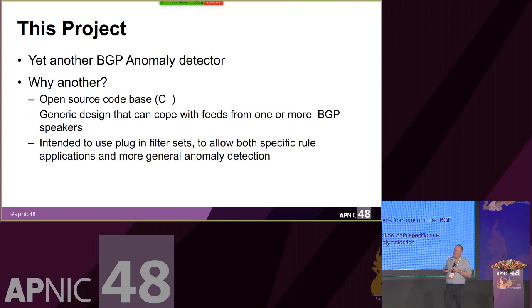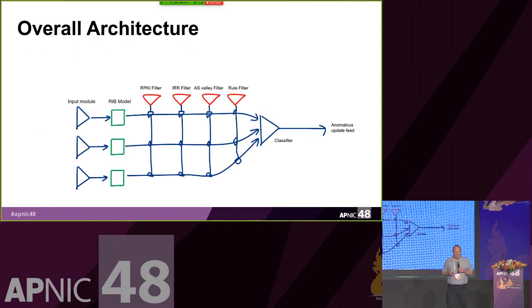I want to do a generic design that basically copes with feeds from a whole bunch of speakers. I actually want to just talk raw BGP, not even BGP, MRT or any of the others, BMP. And the way I want to do this is actually use plug-in filter sets. So the architecture should look a little bit like this, that you take in a feed, you throw it through a model of a RIB that does more specifics and aggregates and does geolocation so it understands, in theory, approximately where these things were meant to come from. And then you just apply filters to what you see in that model.